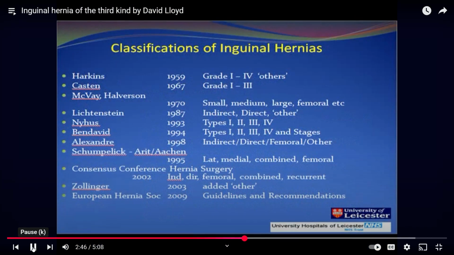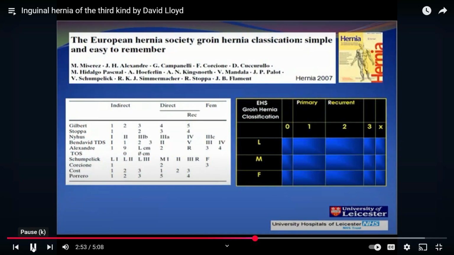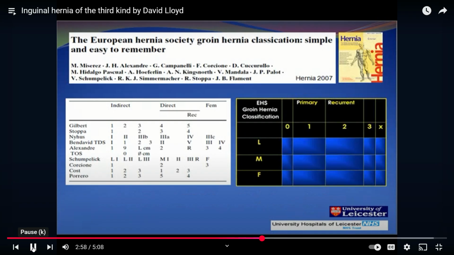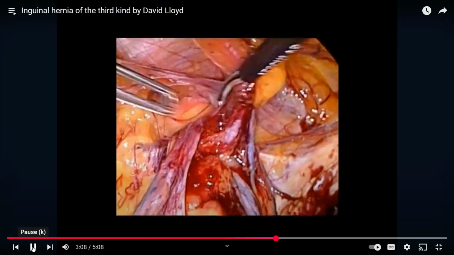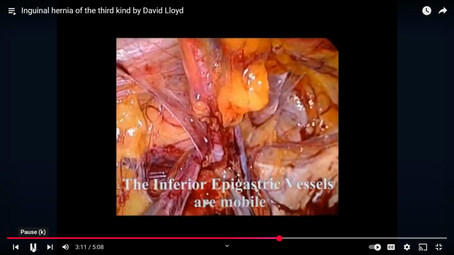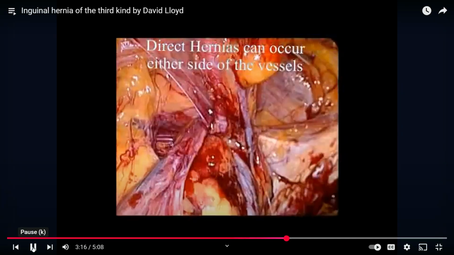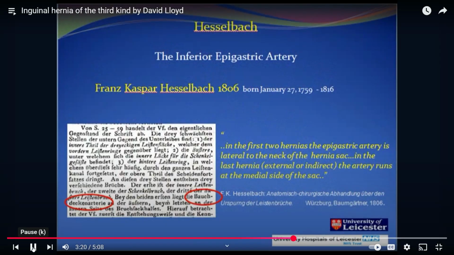There are many and varied classifications of inguinal hernias, most recently with the European hernia classification, but none question the definition of a direct hernia and of course do not mention a third hernia. So how do we explain the presence of a third hernia? Perhaps direct hernias occur anywhere within the weak area. This demonstrates the mobility of the inferior epigastric vessels, with direct hernias appearing medial or even lateral to the vessels.